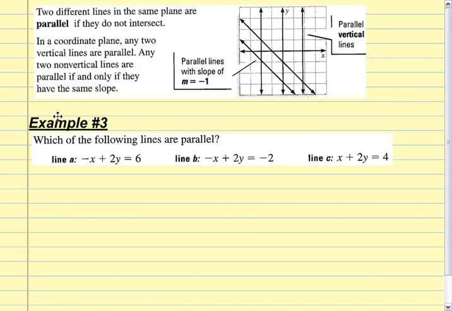Example 3 says, which of the following lines are parallel? Do I have to graph them to find out? No. I'm just going to put them in y equals mx plus b form and compare their slopes. All right? Who's going to help me with this first one? How do I change that one?